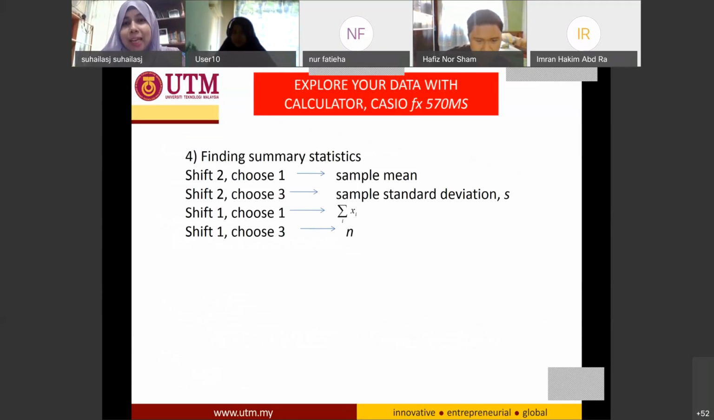Kamu boleh check lah. Tapi setiap kali masuk data baru, clearkan memory dalam you punya calculator. If not, data tu will be overlap. Dia akan jadi number observation tu banyak. So make sure bila kita dah masuk data tu, betul tak data tu? Bilangan tu sama tak? Okay, kalau tak, data tu overlap. Okay, that one is for 570 MS.